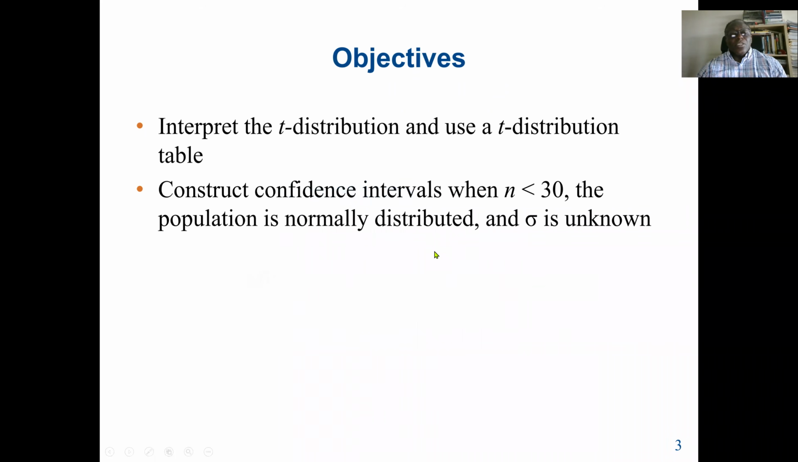So our main objective in this lecture is to interpret the t-distribution and use the t-distribution table. Now, when the sample size is less than 30, which is a small sample, we cannot use the standard normal table. We use the t-table. So construct the confidence interval when n, the sample size, is less than 30, and also the population is normally distributed, but the standard deviation is unknown.